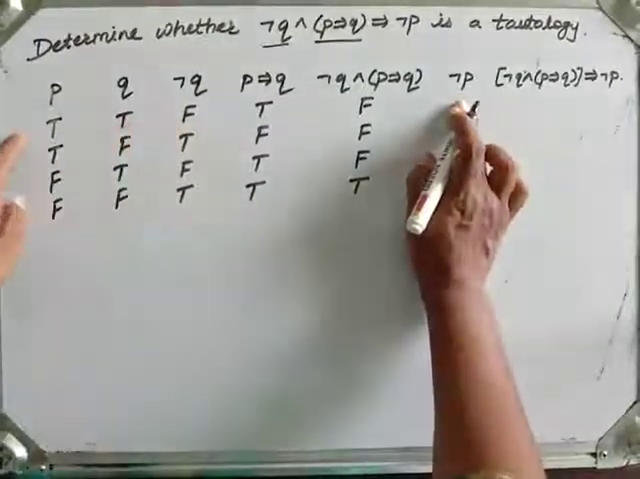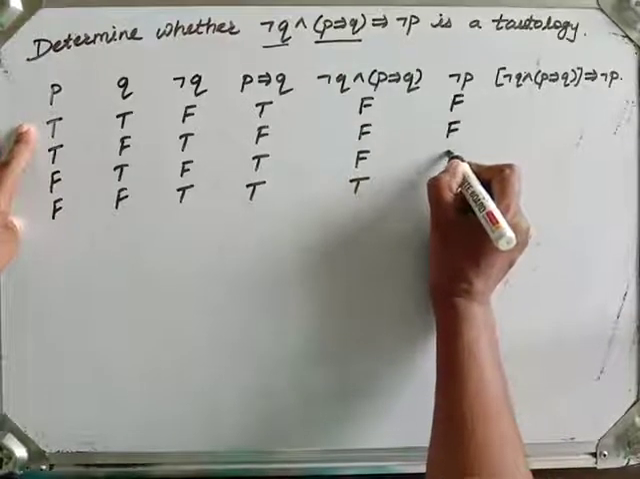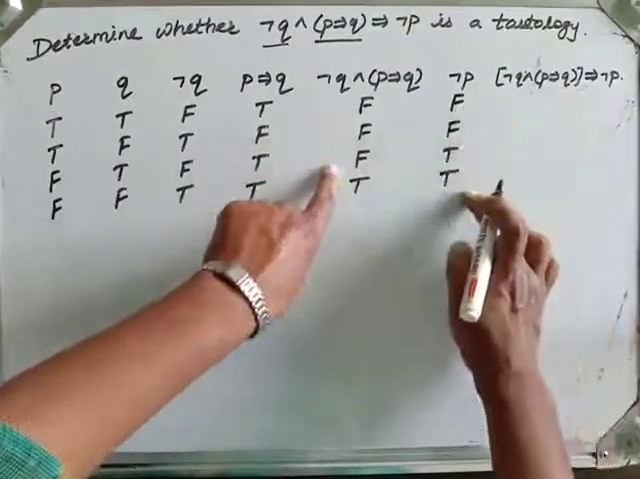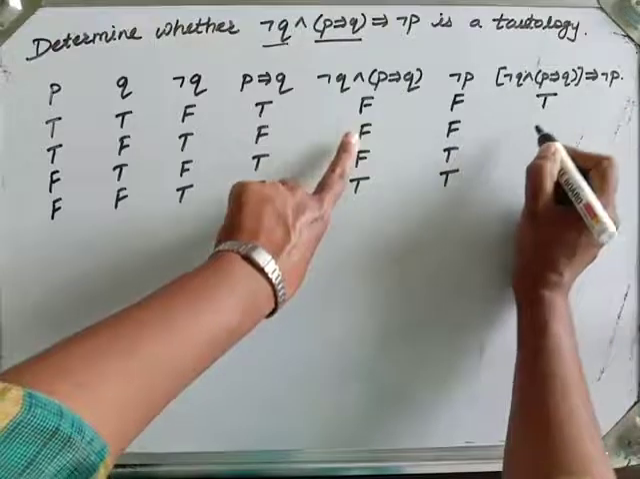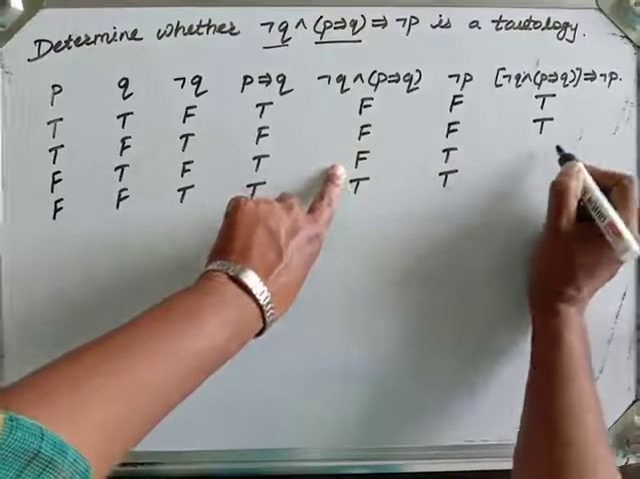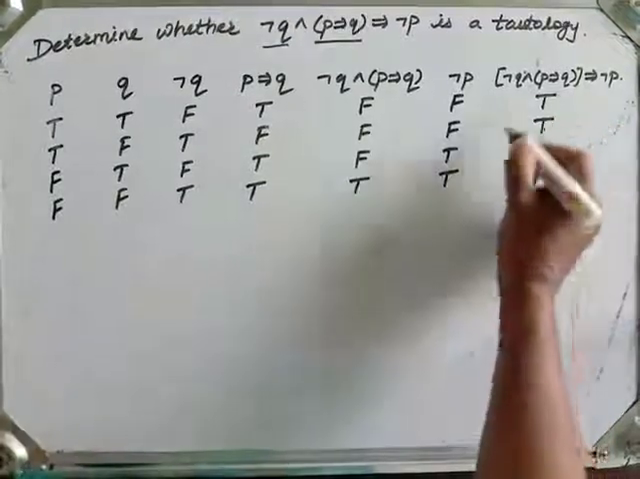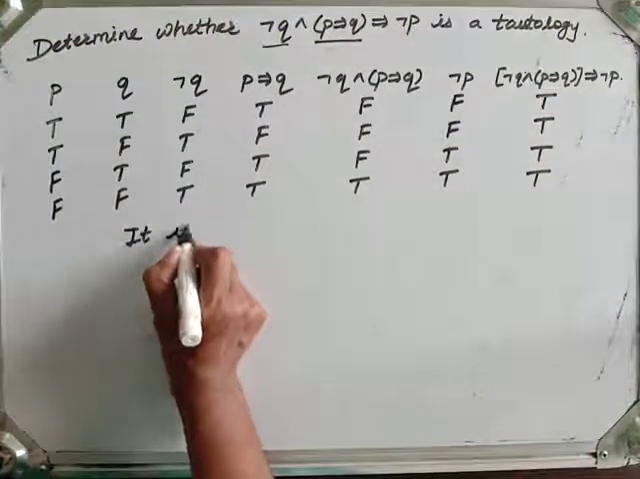Now negation P we have to find first. So false, false, true, true. Now here is the implication between these two columns. False implies false is true, false implies false is again true, false implies true is also true, and true implies true is also true. Now all the truth values are true, so it is a tautology.